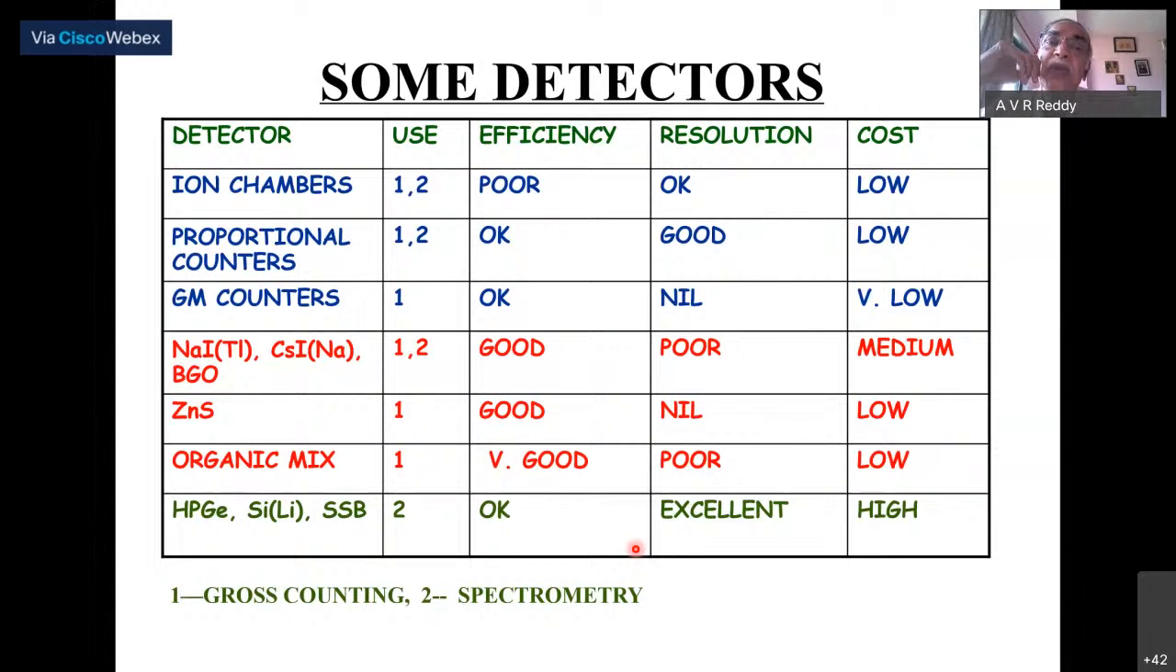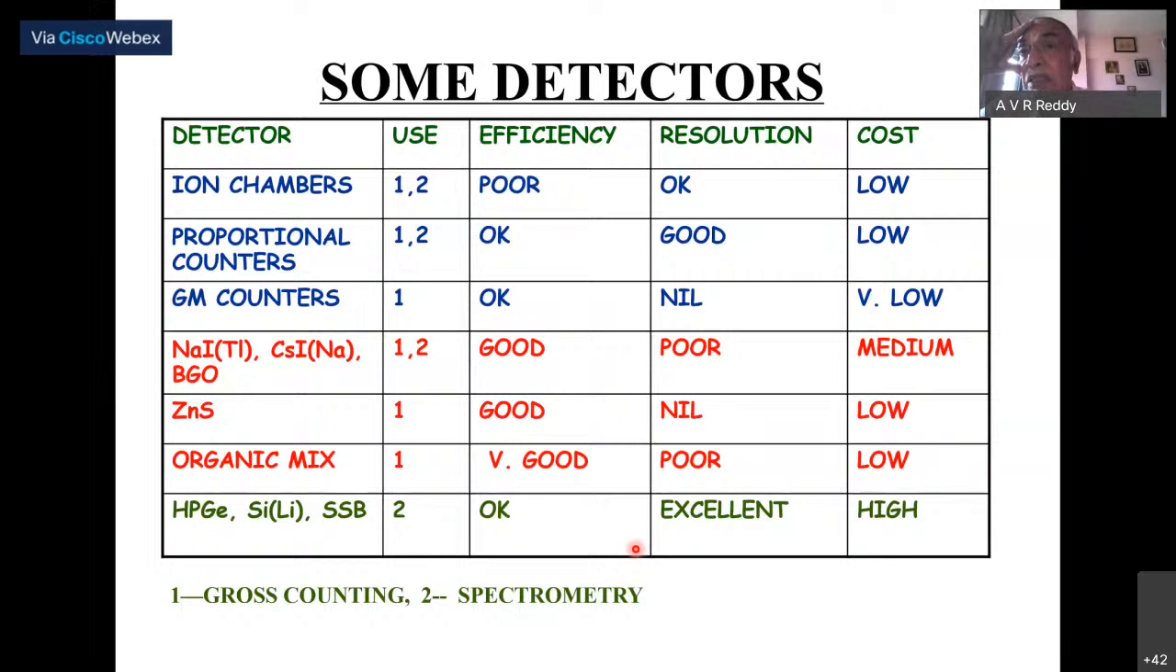Organic mixtures can be used as scintillation detectors. In fact, they are very good, but again, this is for gross counting. Spectrometric measurements are very difficult. Of course, nowadays people do get alpha spectrometric applications, but generally it is very difficult to get spectrometric measurements.